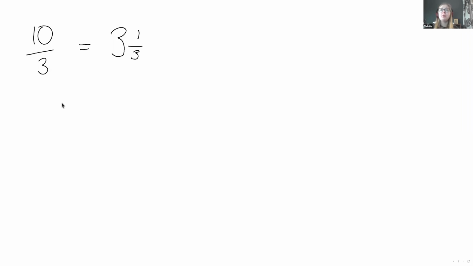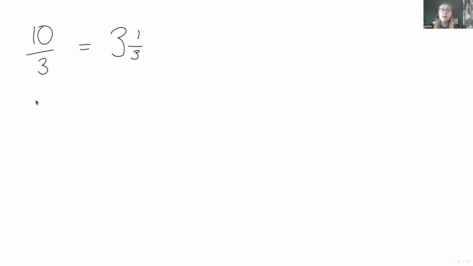Let's go through that again to make sure we understood. So I did, how many 3s go into 10? Well, 3, 6, 9. 9's the closest I can get. 9 is 3 3s. So I've got 3 is my big number. I'd have 1 left over, a remainder of 1, and so that gives me 1 third left over. Let's have a go at another one.